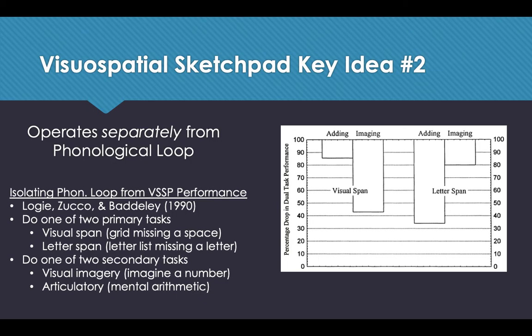As you can see from the graph, the dual task performance showed that participants were allocating their mental resources to either adding or imaging almost completely. So they weren't able to allocate mental resources between the two at the same time. So for the visual span, you see they're using most of their attention to either add or look at the images. And when we look at the letter span task, we see the opposite but exact same type of pattern. So these two things can't operate at the exact same time.